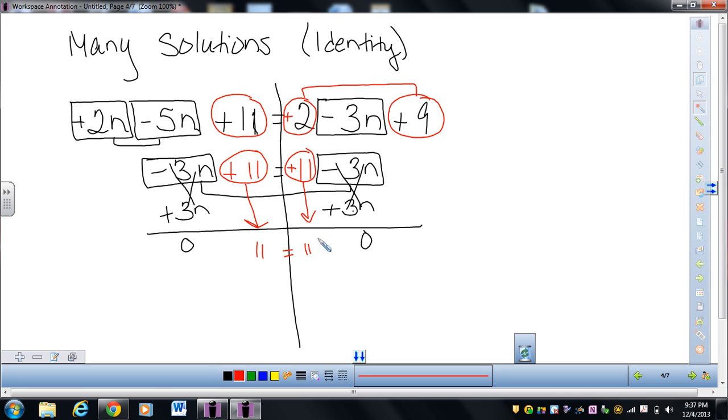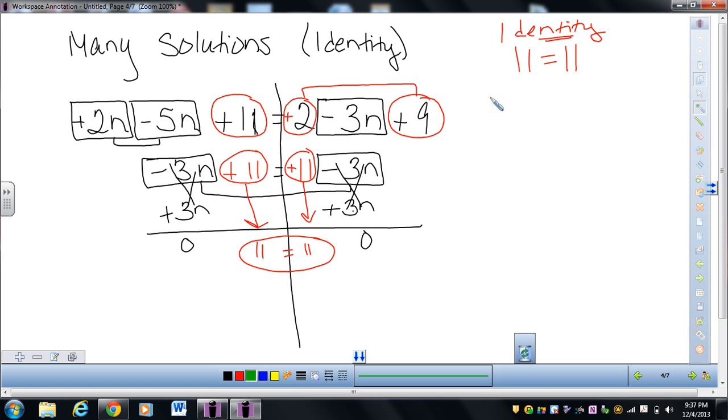And so look at this. I have 11 equals 11. Remember I told you, when you have something that equals itself, so 11 equals 11, that means no matter what you put inside for these n's, it's always going to work. So this means that you have an identity. So let's try that out and see how it works.